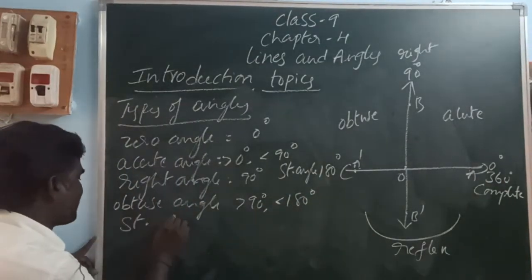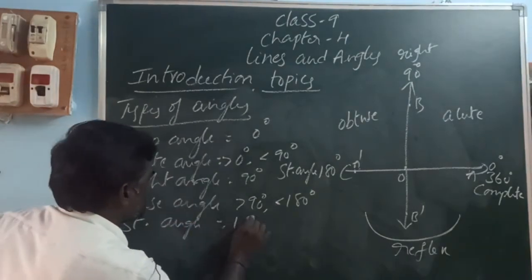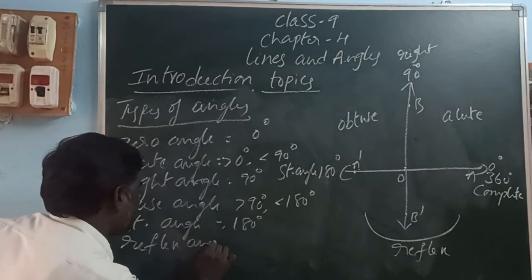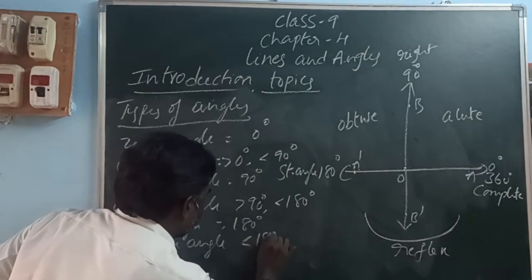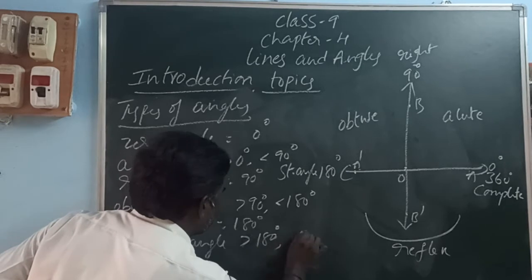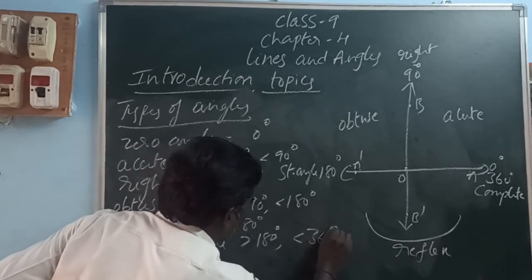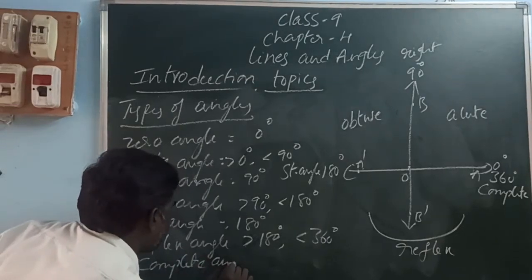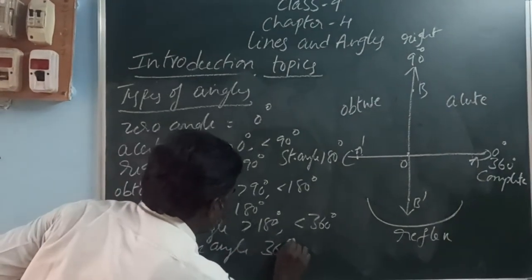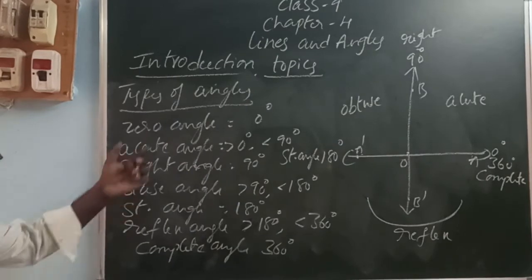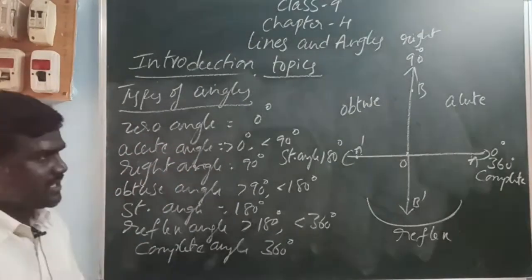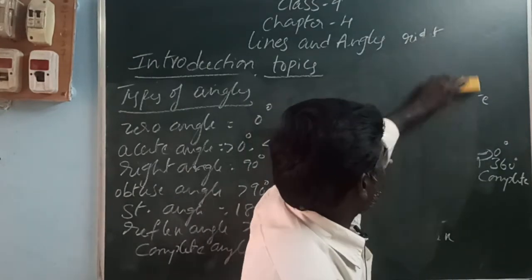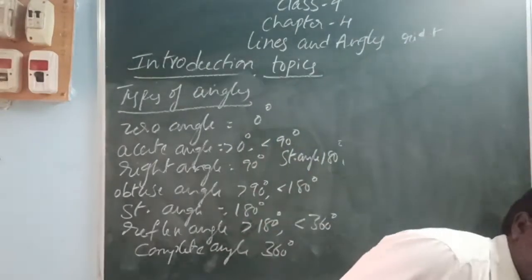Next, straight angle, the angle which is 180 degrees. Next, reflex angle is above 180 degrees below 360 degrees. Next, complete angle. The angle which is 360 degrees, that is called complete angle. So these are the types of angles. Another ones are also there: complementary angle, supplementary angle, and conjugate angle.